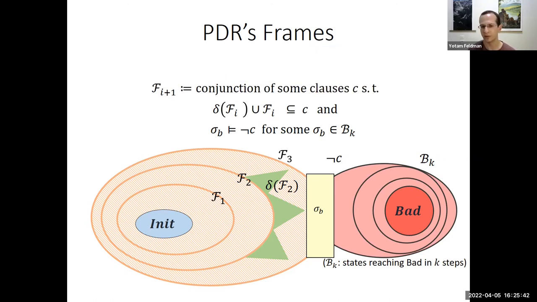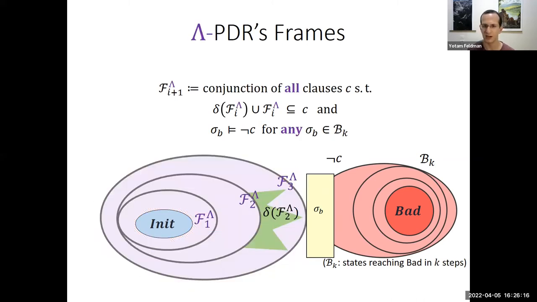Okay, so overall, each frame in PDR consists of some conjunction of clauses that hold for or contain all the states reachable in one step from the previous frame. And each of them excludes at least one counterexample from the set BK, the set of states that reach a bad state in at most k steps. So the idea of Lambda PDR is to think not about some conjunction of such clauses, but a very specific conjunction, which is just the conjunction of all the clauses that satisfy these properties.